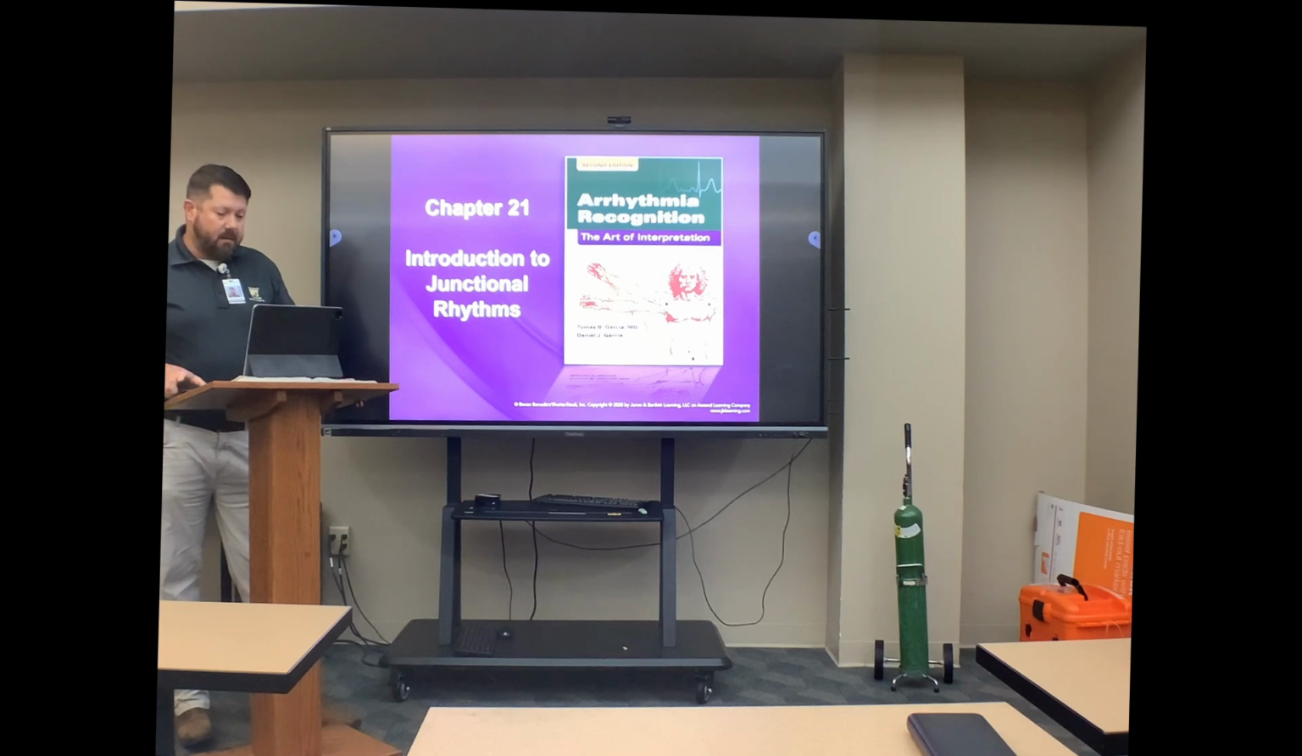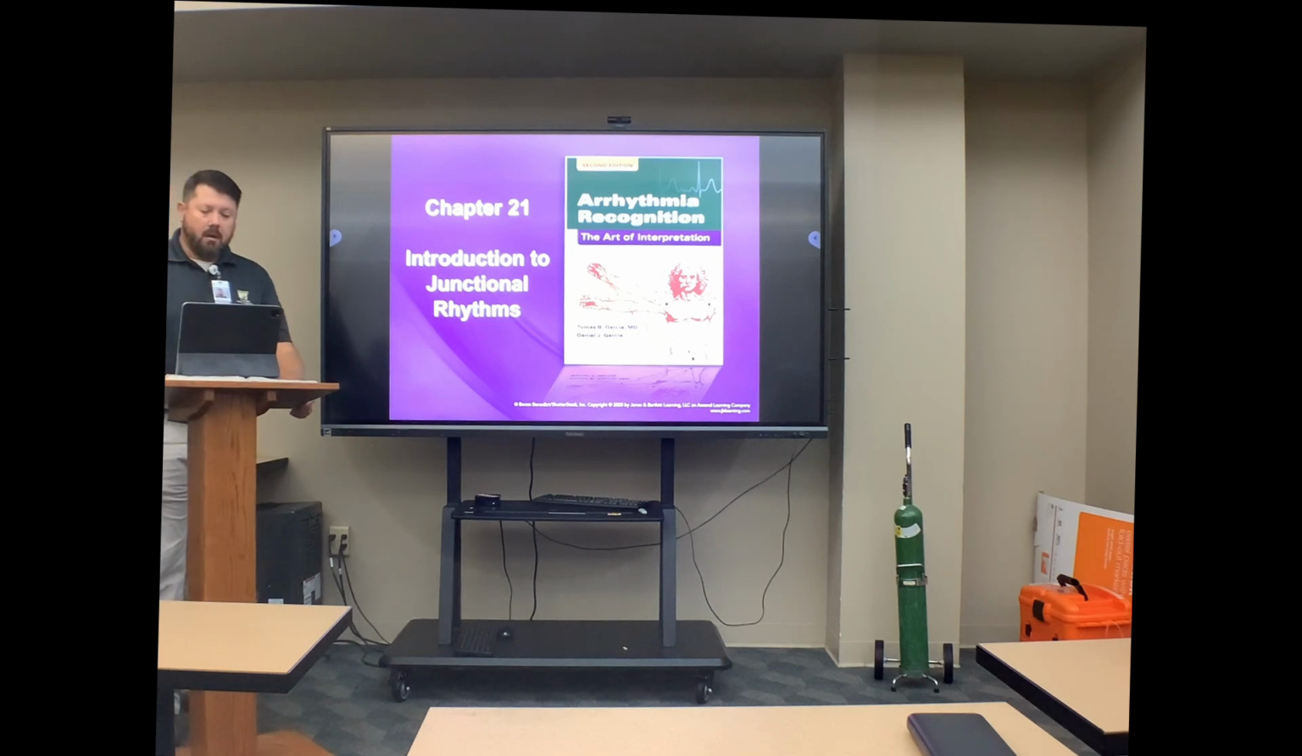We've made it from the SA node to the atria. Now we're going to the AV junction. And to understand what's happening here, let's take a look at the AV node itself. The AV node is actually a pretty interesting part of the heart that can have several different characteristics.